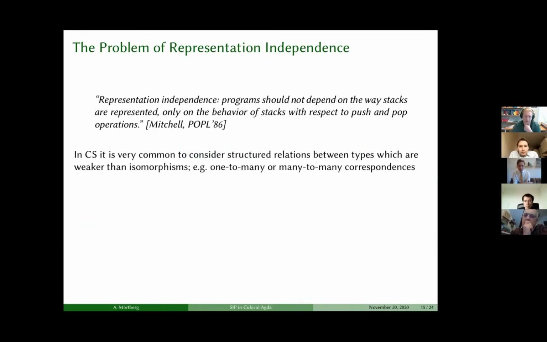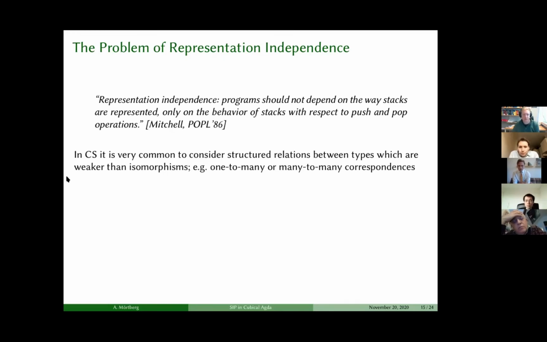Okay. So now let me quickly speak a little bit about the other problem that we've looked at, which is this representation independence problem. This was stated as follows by Mitchell in a POPL paper from '86. Programs should not depend on the way stacks are represented, only on the behavior of stacks with respect to push and pop operations. This really is a guiding principle in good library design as a programmer. If you design some interface, any code you write using the interface shouldn't look under the hood and do anything bad. That's essentially what it says.